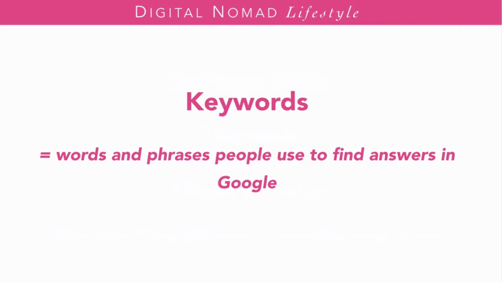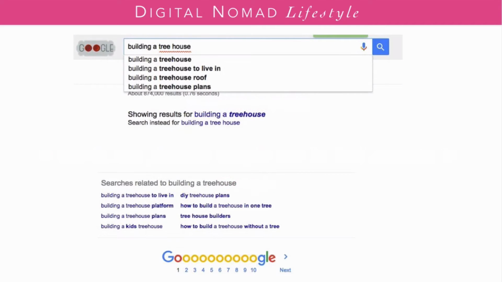So what are keywords? Keywords are the words and phrases people use to find answers in Google. We all do it. You've done it many times, and oftentimes it's a how-to question, how to do this, how to find, or you're trying to look up somebody. So whatever you put in, like in this case, building a treehouse, that's a phrase. And as you can tell, we rarely put in just one word, which would be the keyword. We usually put in a phrase, and that's referred to as long tail keywords. That's important to know because that's mostly what you will be going after as a keyword.